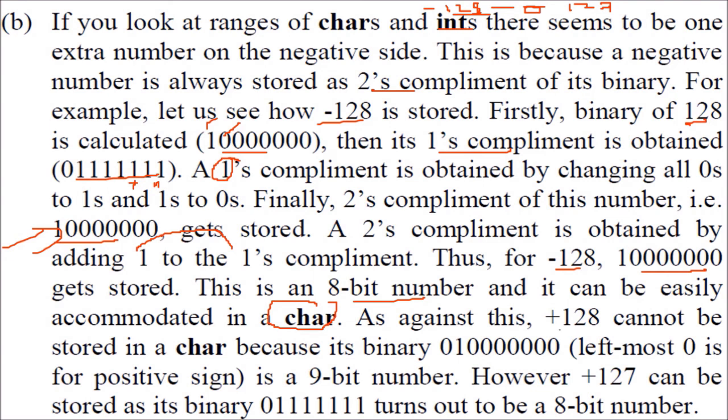But plus 128 cannot be stored in a character because the binary equivalent of 128 will need all 8 bits, and then the sign. So you have 0 here, and the leftmost 0 is a positive sign. So this becomes a 9-bit number. Therefore, plus 127 can be stored. Why? Because this is plus and 127 is simply like this. This can be stored in binary, and this turns out to be an 8-bit number.